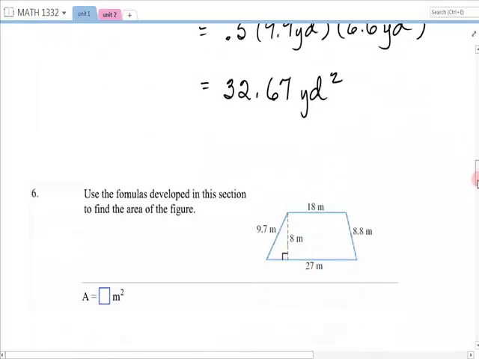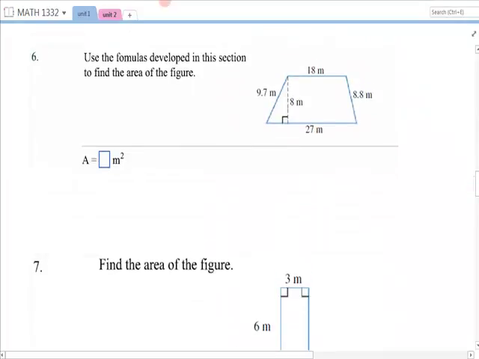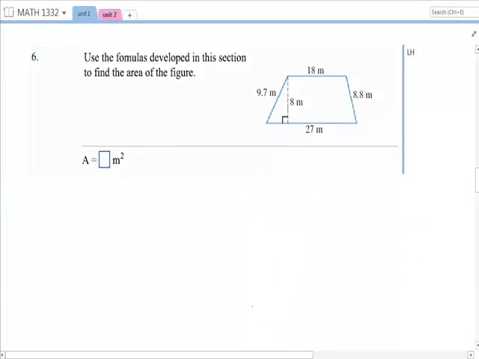All right, number 6. This is another four-sided figure. We've had rectangles, squares, and parallelograms. This is a four-sided figure that is not a parallelogram because these two sides are not parallel. So do you know what this one's called? A trapezoid.